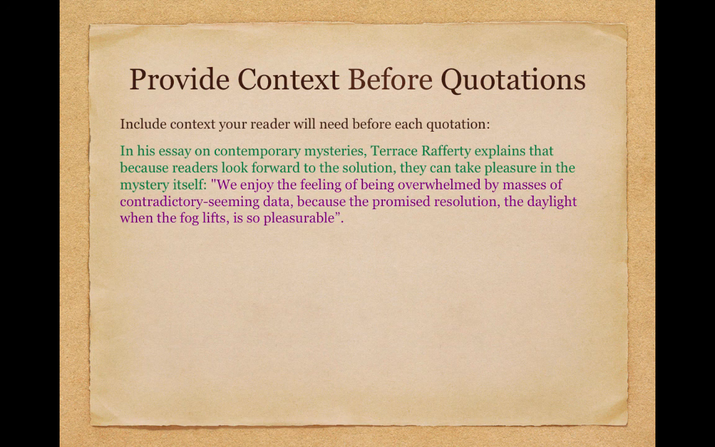I've got the colon there to set it off, and then I say, quote, "We enjoy the feeling of being overwhelmed by masses of contradictory seeming data, because the promised resolution, the daylight when the fog lifts, is so pleasurable." Notice I don't need to have the citation here because I'm in the same sentence and I've mentioned the author's last name here. If there was a page number, I would need to put it in, but this is a source that we don't have page numbers for, so we won't use them.